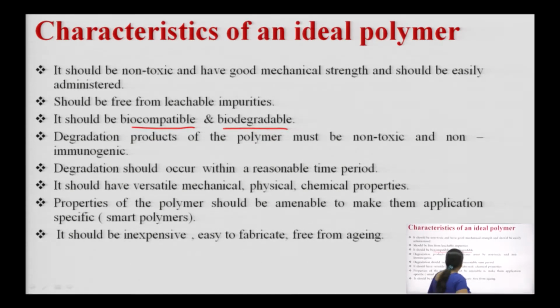Then it should have versatile mechanical, physical and chemical properties. This will help in the application of polymers for different uses. Its mechanical, physical and chemical properties will make it versatile for different applications. But this is only desirable. A single polymer never has all these ideal characteristics. We might have to use a combination, or we might have to put the polymers to selective use. Properties of the polymer should be amenable to make them application specific.